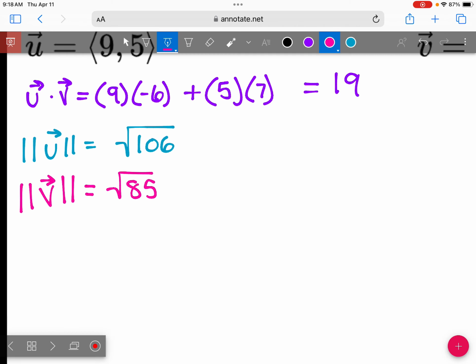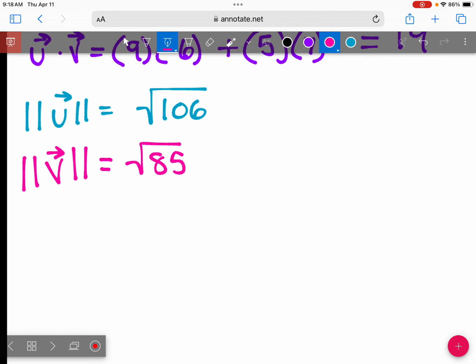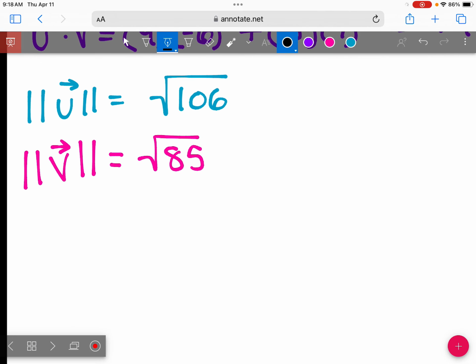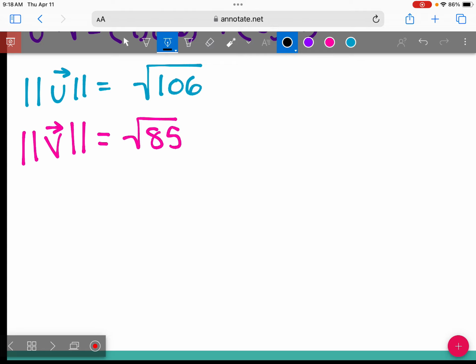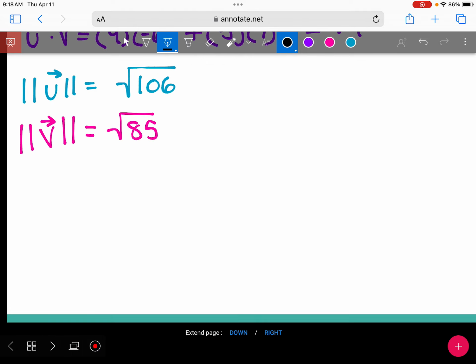I got 78. Oh, wait, no. 36 and 42. 49. You did the product of 6 and 7 instead of the square. It's so easy to do that, especially when they're right against each other.